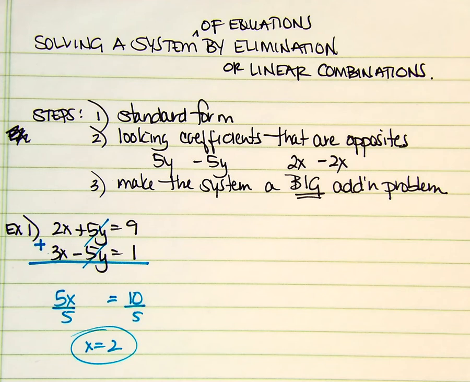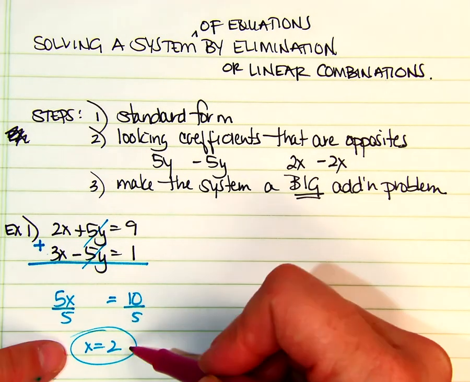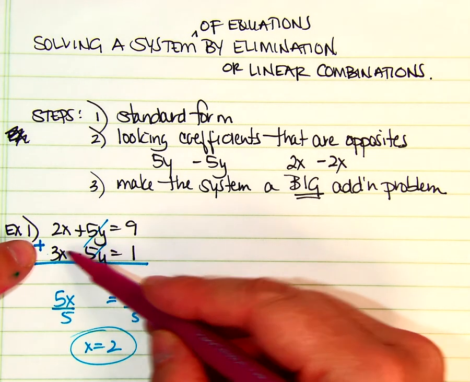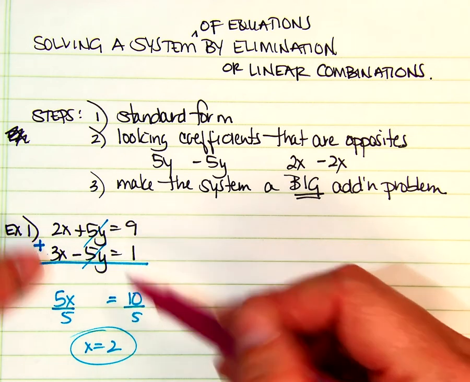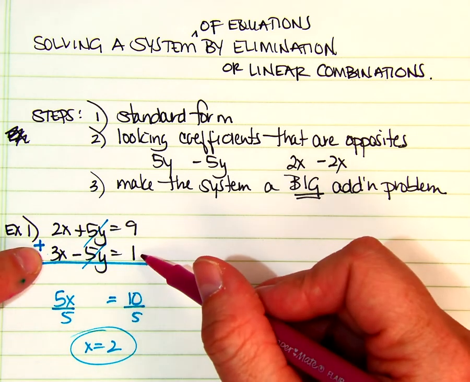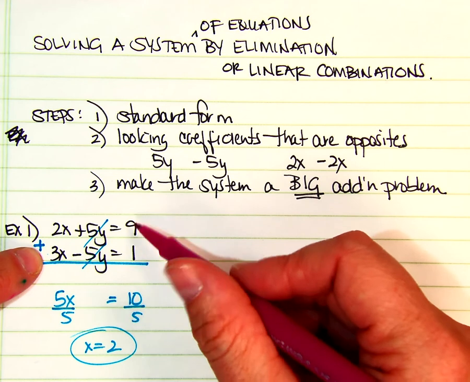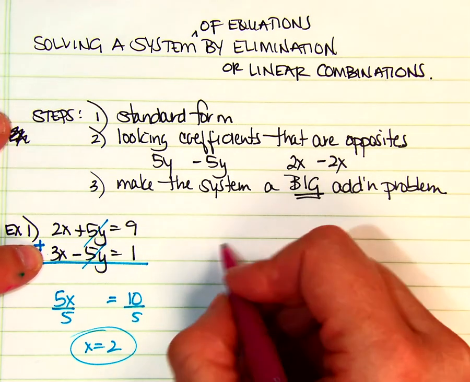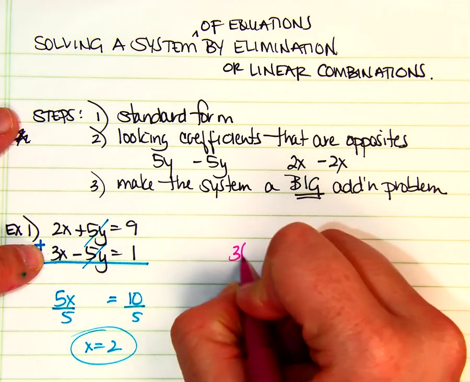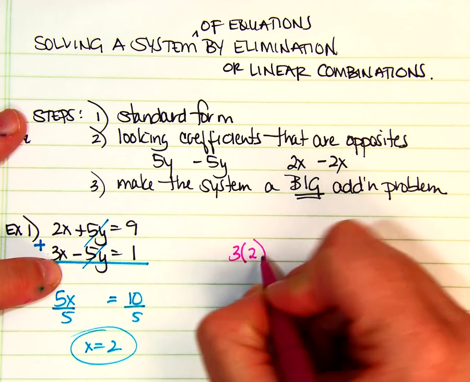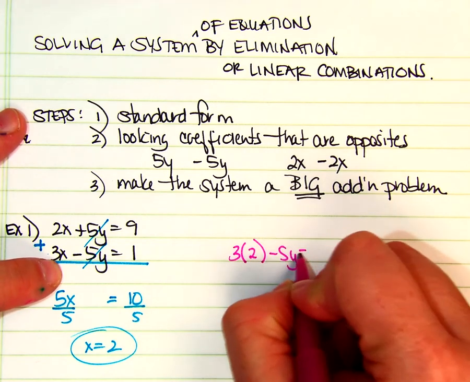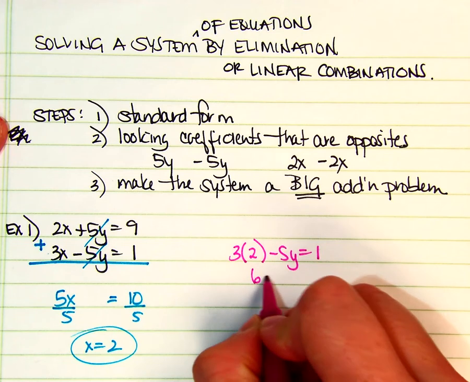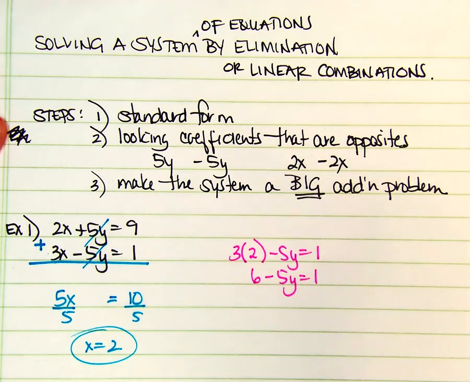Just like what we did in substitution, we're going to take that and plug our value of 2 into one of these two equations. I'm going to choose the bottom one, just because I think the numbers are a little bit smaller, like that 9 and the 1, but it would not matter. So I have 3 times my x, which I'm saying is 2, minus 5y equals 1. 6 minus 5y equals 1.